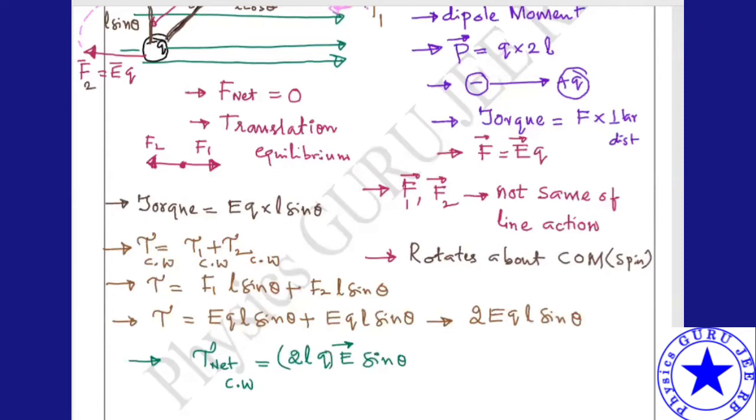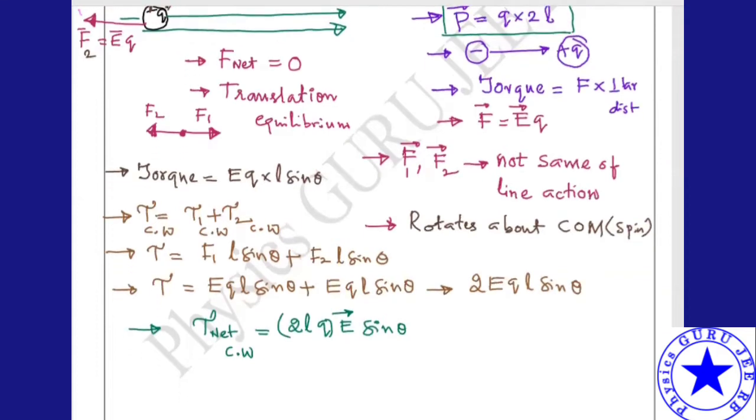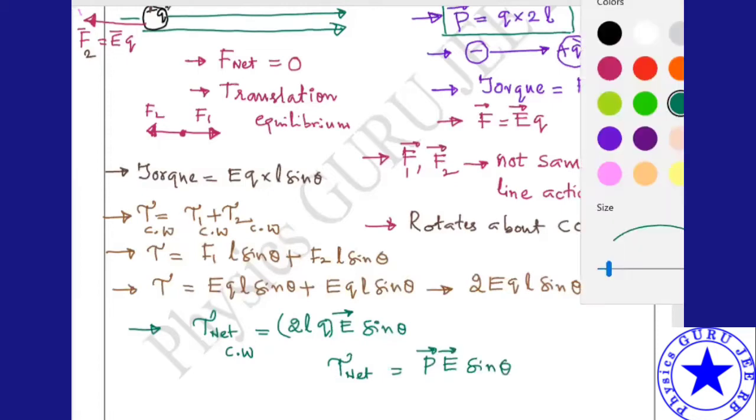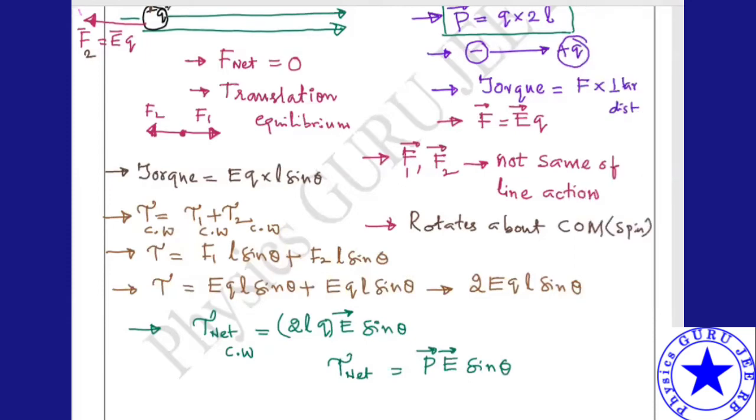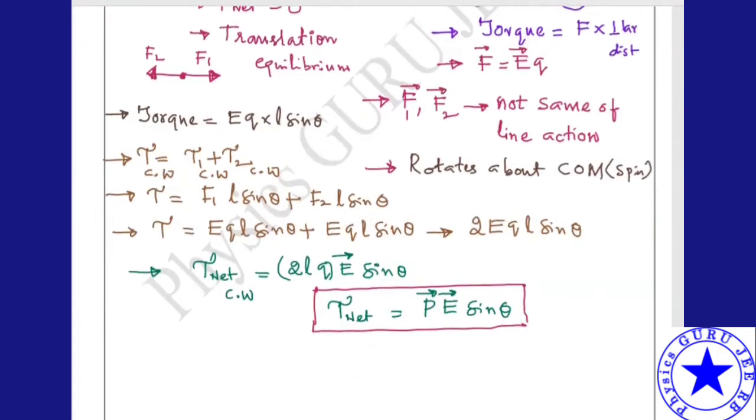So we know that 2L into Q is what? What is 2L into Q? Already we know that it is nothing but the dipole moment P. So we can simply substitute the dipole moment. The net torque is equal to P, the dipole moment, into E, the electric field, into sine theta. Right? We got one of the expressions here. I can keep it in a box. This is the torque acting on the system till this point. Fine.